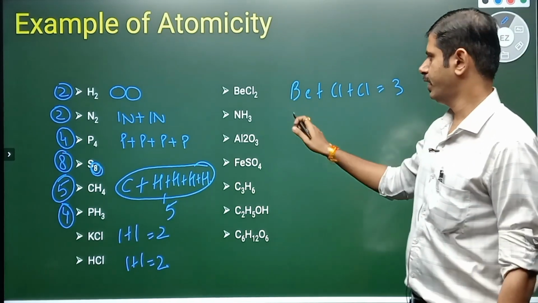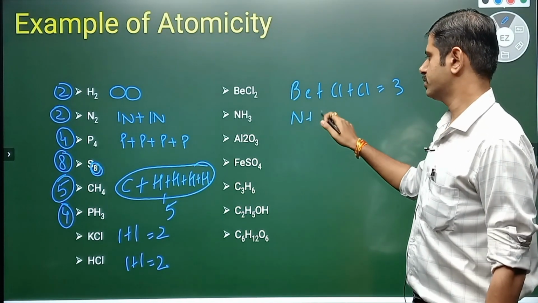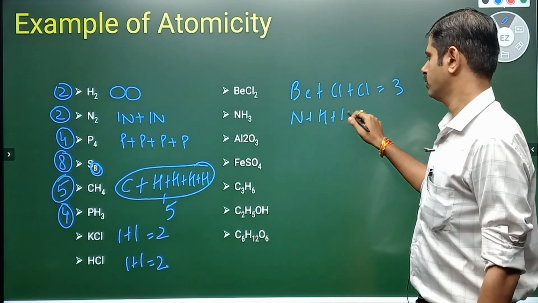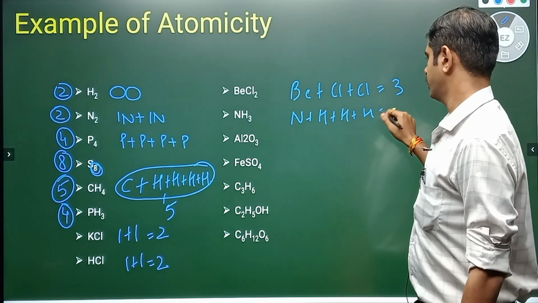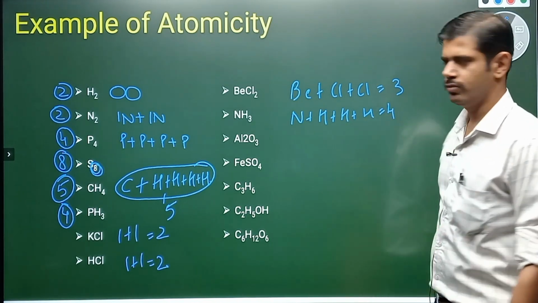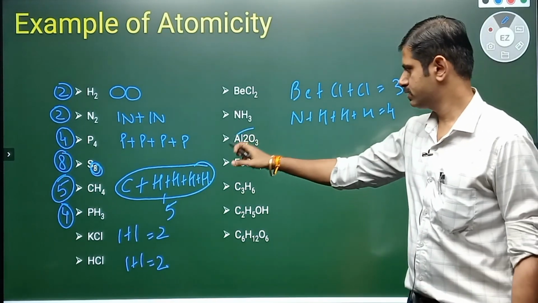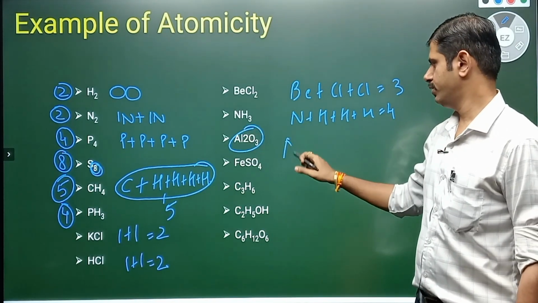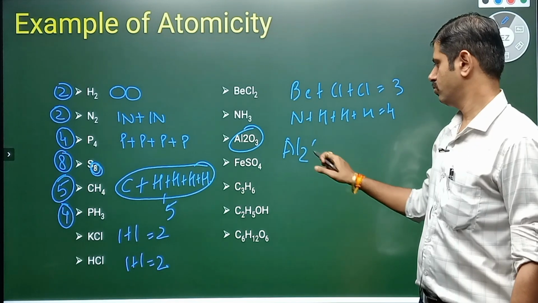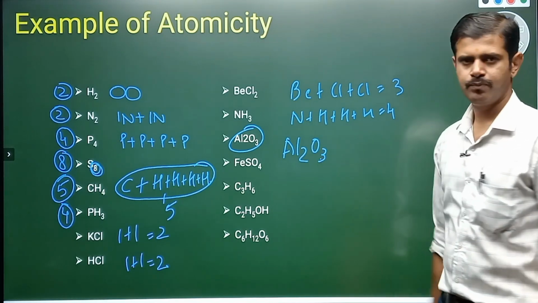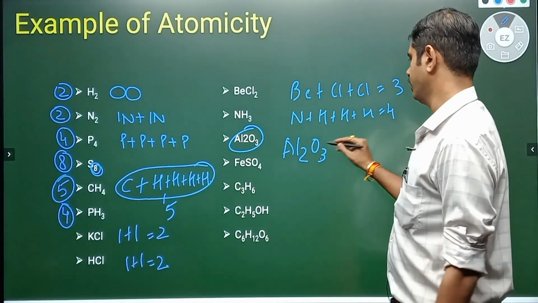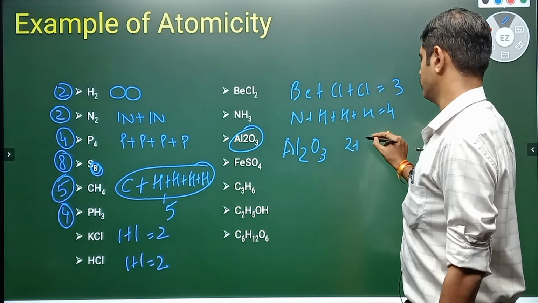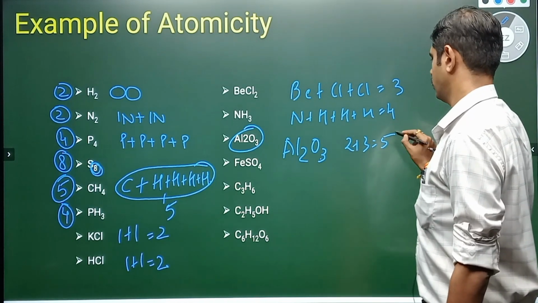NH3, 1 nitrogen plus 3 hydrogen equals 4. Al2, actually it has been mistyped, but it is Al2O3. Okay, Al2O3, so it will be 2 plus 3 equals 5.